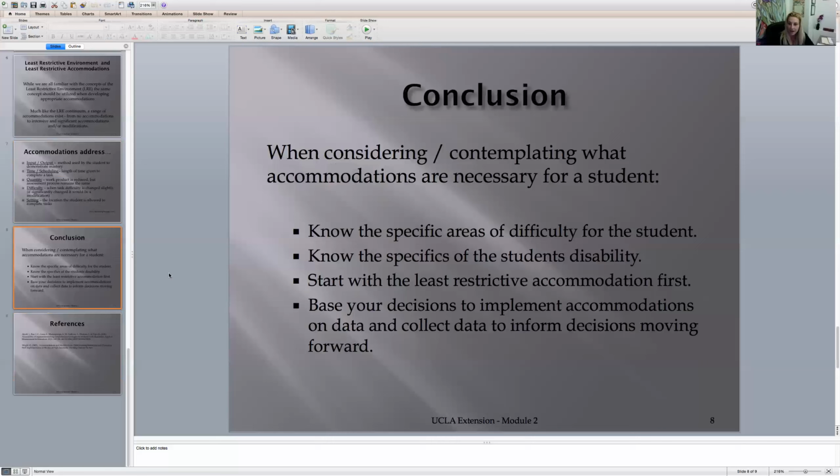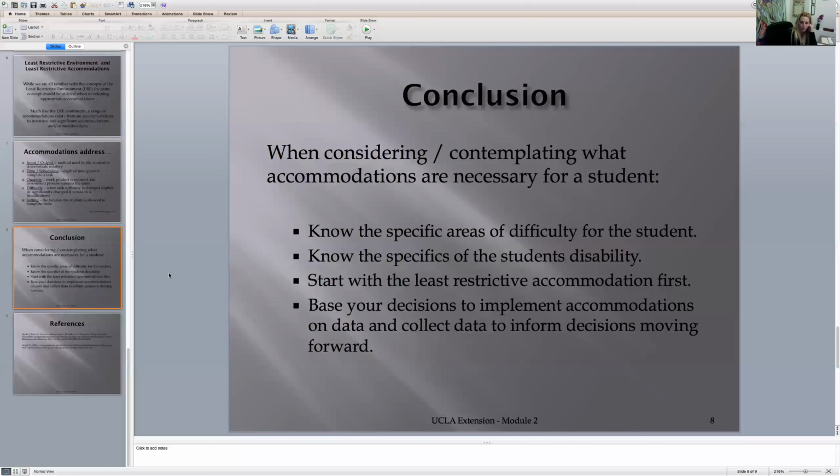They obviously look at the areas of difficulty for the students. We look at specifics about the student's disability and look at particular aspects of content or instruction that could be more challenging, and how we can accommodate for that. We start with the least restrictive environment accommodation first. So again, the goal is to keep students in class with non-disabled peers as much as possible. By creating and implementing appropriate accommodations in the general education classroom, we are definitely consistent with IDEA principles.